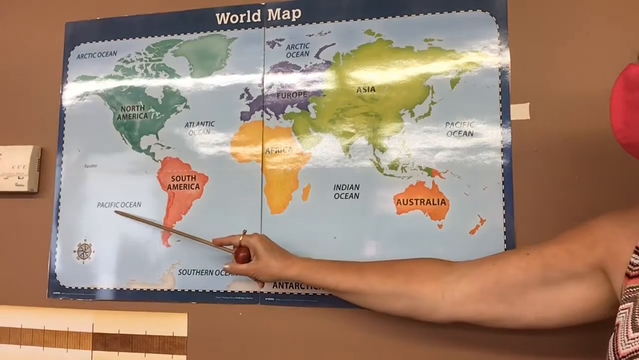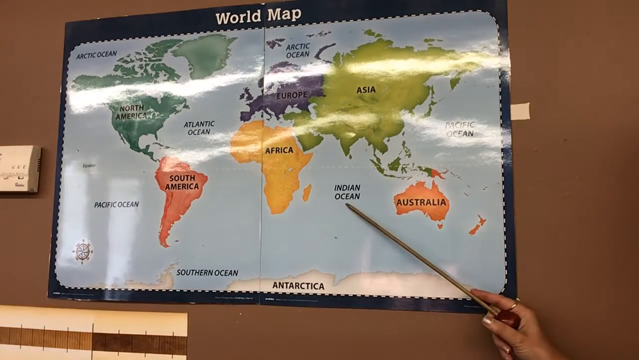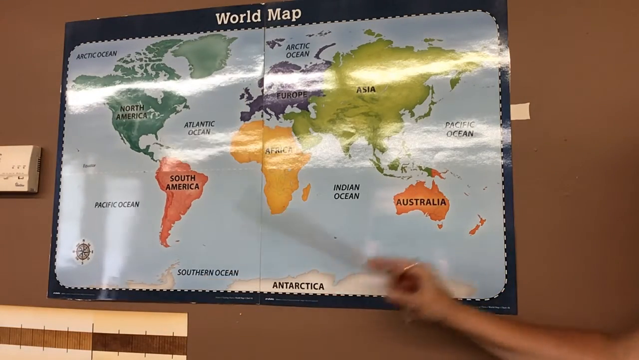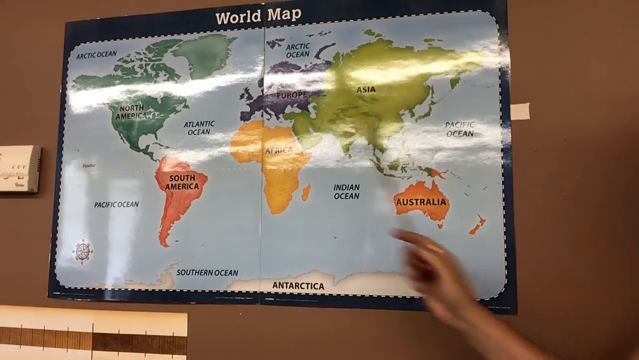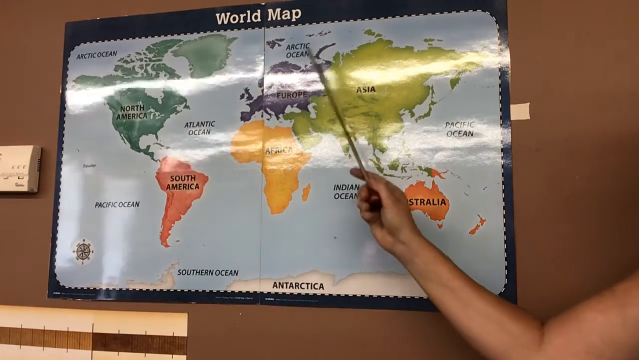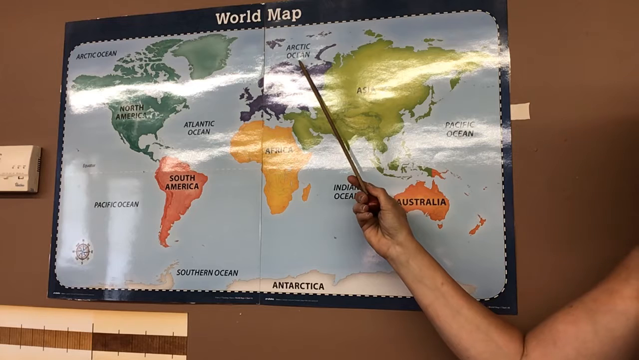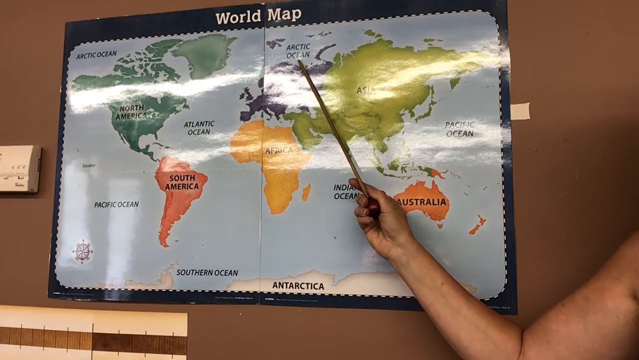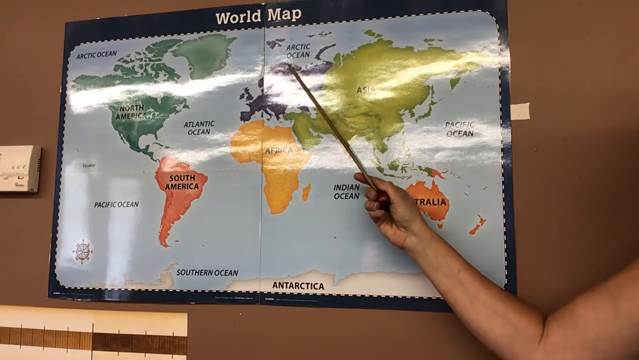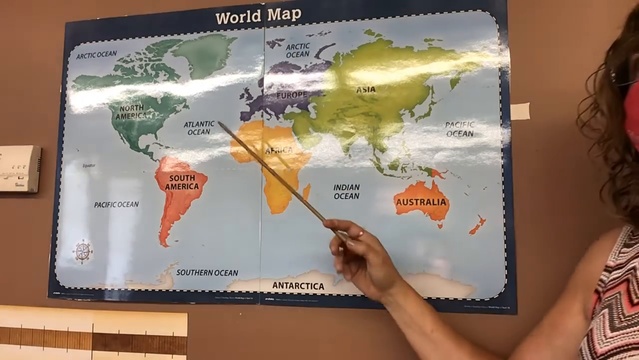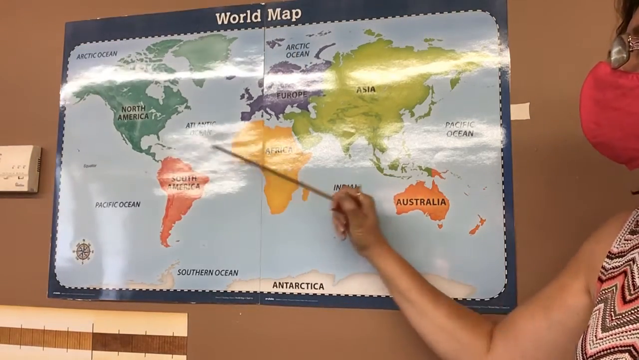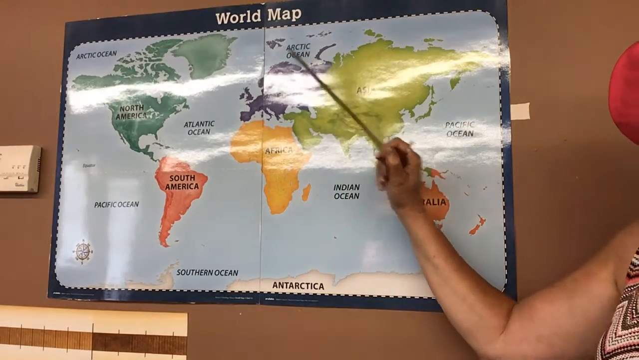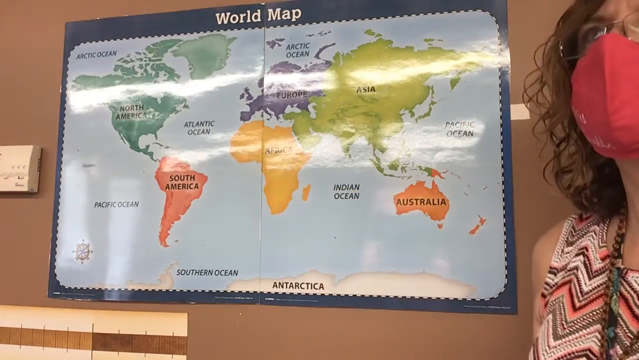Arctic Ocean, Pacific Ocean, Indian Ocean, Southern Ocean, Pacific Ocean, Atlantic, Arctic Ocean. Does that say north anything, guys? What does it say? Arctic Ocean. We keep saying Atlantic. This is the only one that's Atlantic. This is Arctic and this is Arctic.